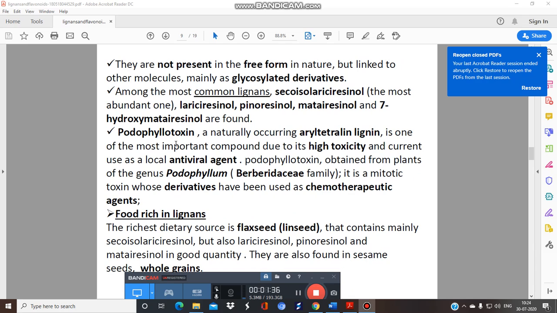So, plants containing these lignans. Basically we have to do two plants. First is the podophyllum, which contains lignan, and second is the flax seed, also known as linseed or alsi in Hindi. Alsi ke laddu are a very famous Indian preparation in the winter season. So we have to do two plants, podophyllum and flax seed.